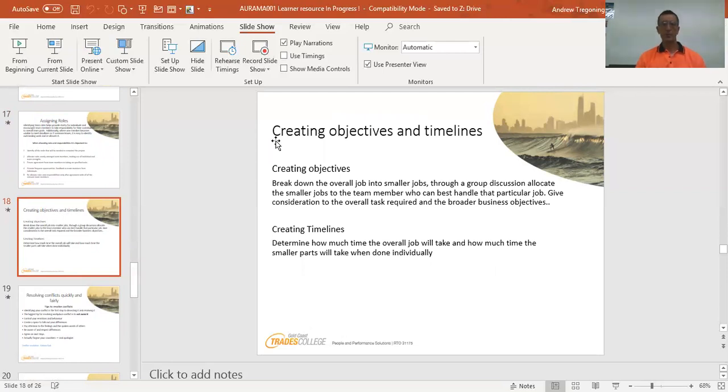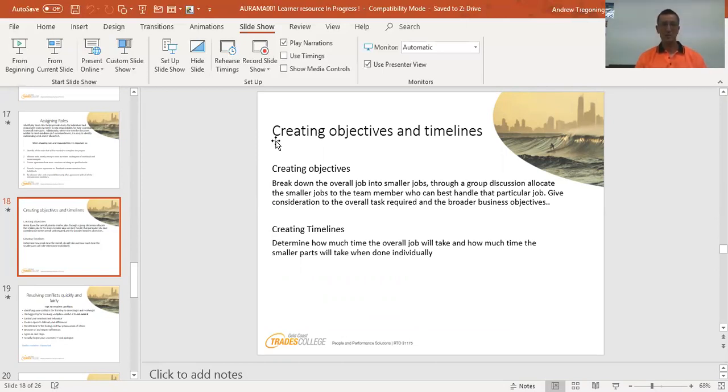On to the next tile, creating objectives and timelines. Creating objectives means breaking down the overall job into smaller jobs through a group discussion, and allocating the smaller jobs to the team member who can best handle that particular job, giving consideration to the overall tasks required and the broader business objectives.